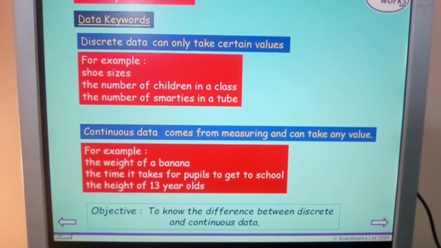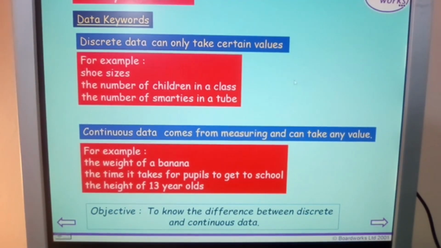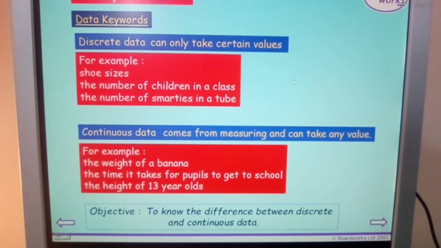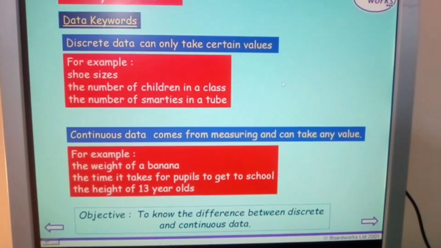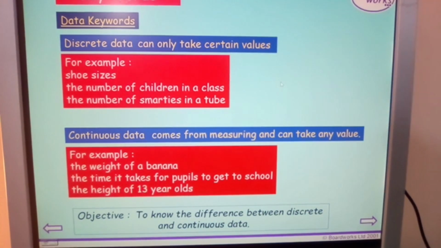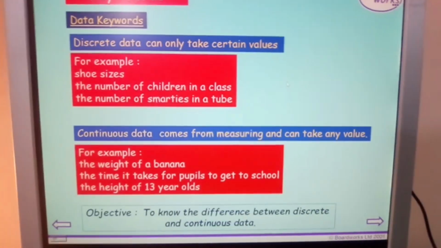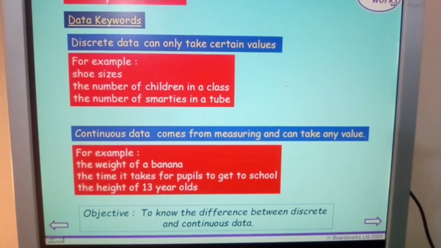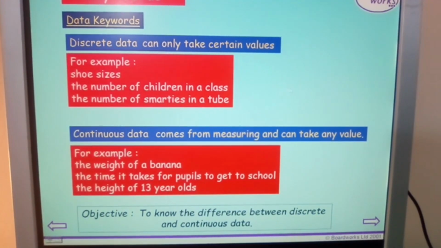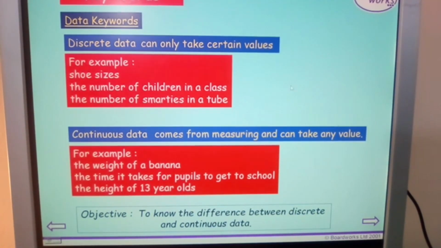Keywords. Now discrete data can only take certain values. For example, shoe sizes, the number of children in a class, the number of Smarties in a tube. Continuous data comes from measuring and can take any value. For example, the weight of a banana, the time it takes for pupils to get to school, the height of 13-year-olds. Objective: to know the difference between discrete and continuous data.